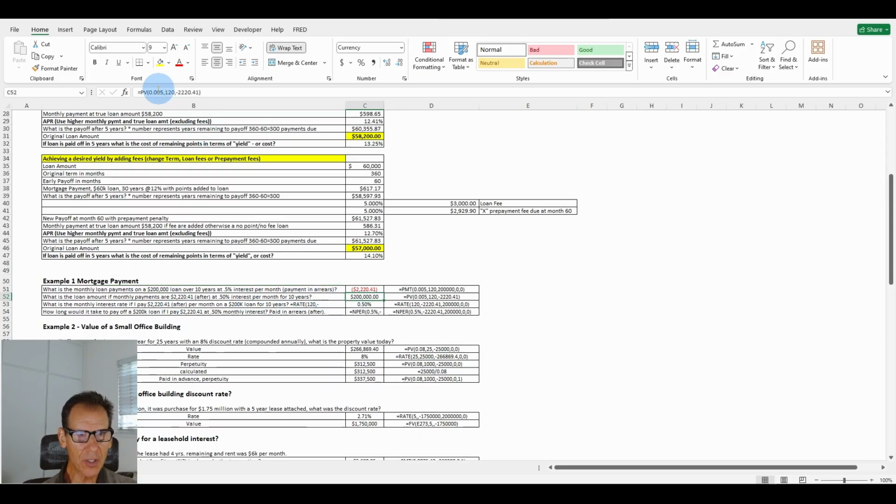We're just using semantics here. Keep in mind how this works. Trying to find the payment. Keep that in mind when you're doing this present value stuff. We can reverse all this.